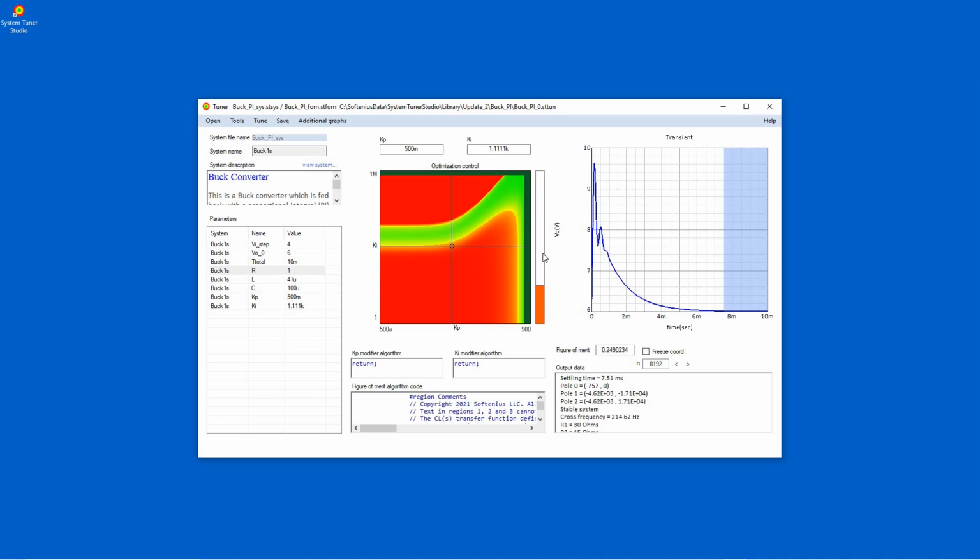This vertical bar graphically represents the figure of merit value. This other graph shows the transient at the converter output and the settling time, which is bounded by the blue region. Finally, in the output data window, the numerical values of various parameters are shown, such as the settling time, the position of the poles, the crossover frequency, etc. It can be seen how when we go towards the red zone the system stops being stable and when we go to the green zone it stabilizes.